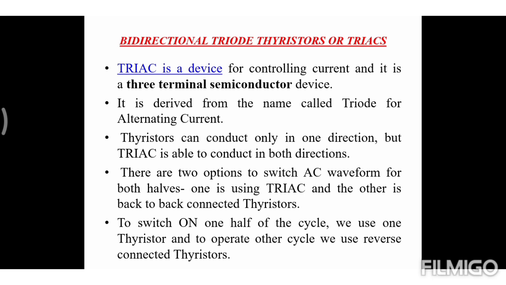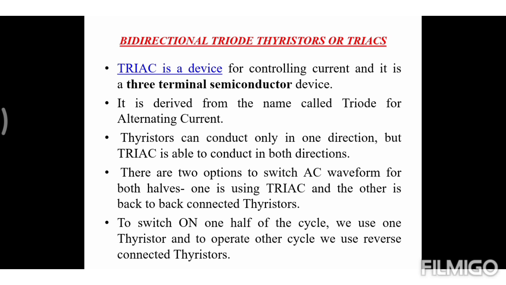There are two options to switch AC waveforms for both halves. One is using a TRIAC, and the other is back-to-back connection of thyristors. So see here, the TRIAC is nothing but the back-to-back connection of two thyristors.